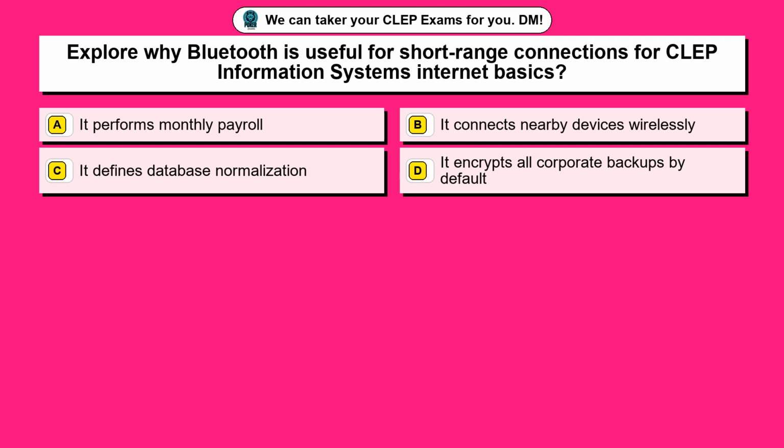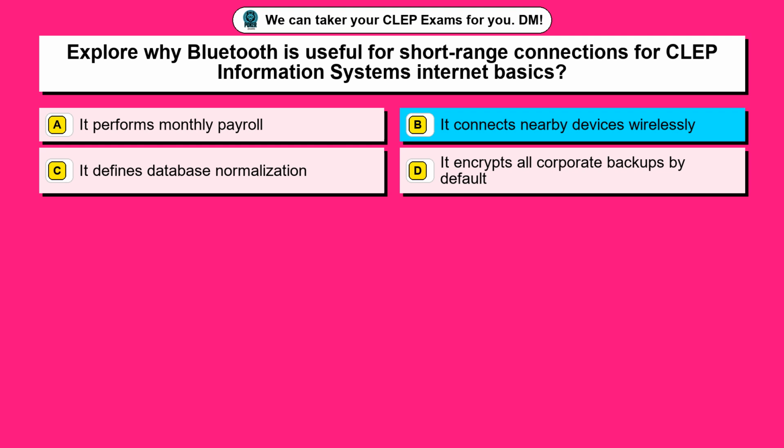Question 61. Explore why Bluetooth is useful for short-range connections for CLEP Information Systems Internet Basics. Option A. It performs monthly payroll. Option B. It connects nearby devices wirelessly. Option C. It defines database normalization. Option D. It encrypts all corporate backups by default. The correct answer is option B.